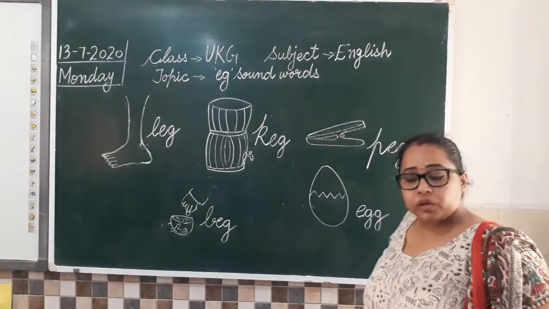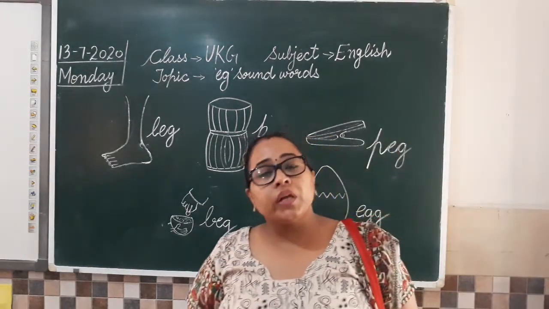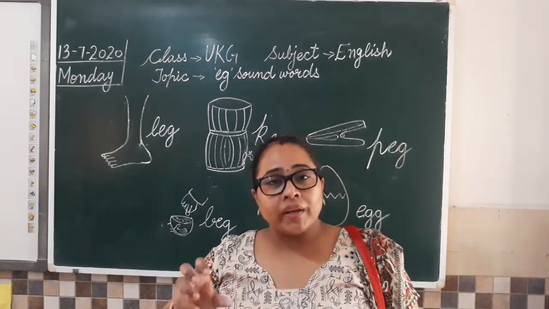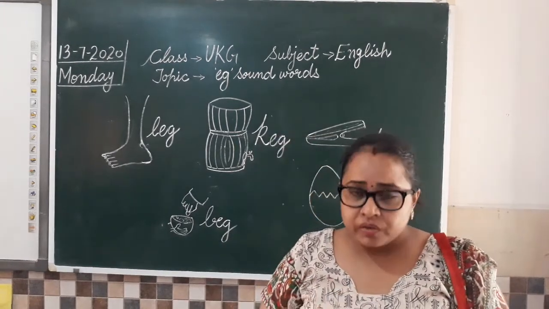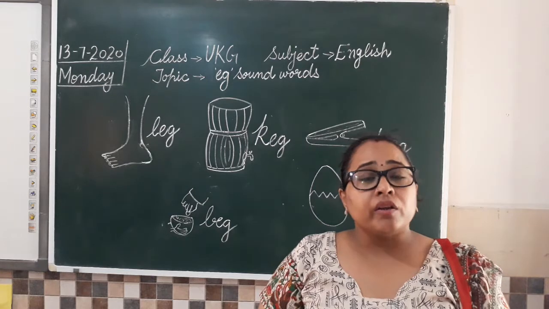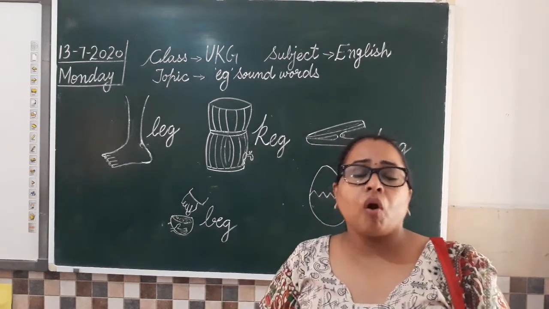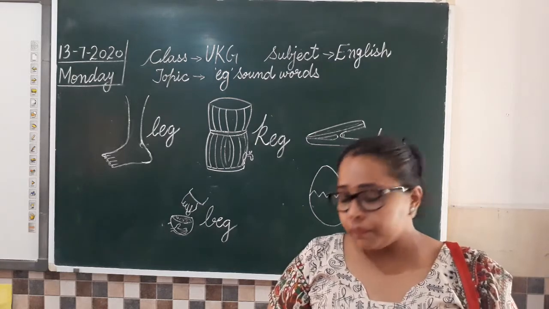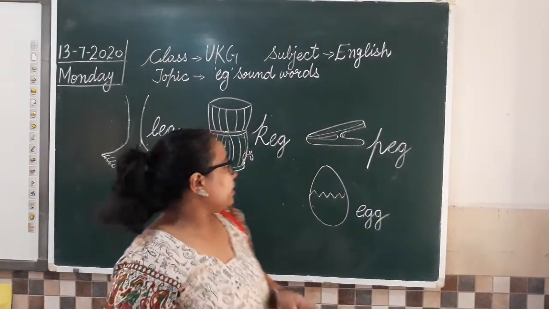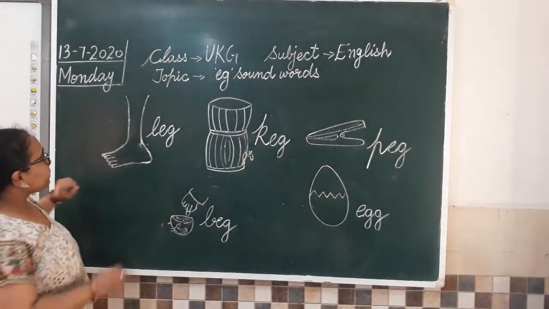Egg. Understood? So this is how we do blending of one given sound with other consonant sounds, and we make different words. And what we call them? We call them CVC words. Why do we call them CVC?